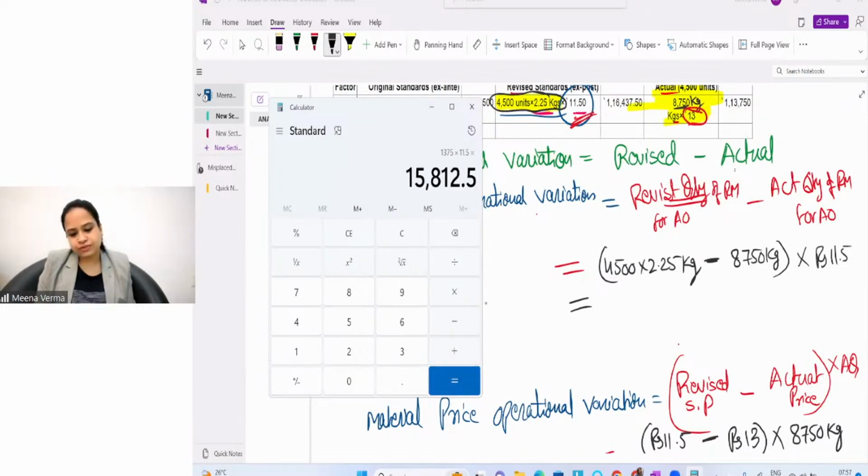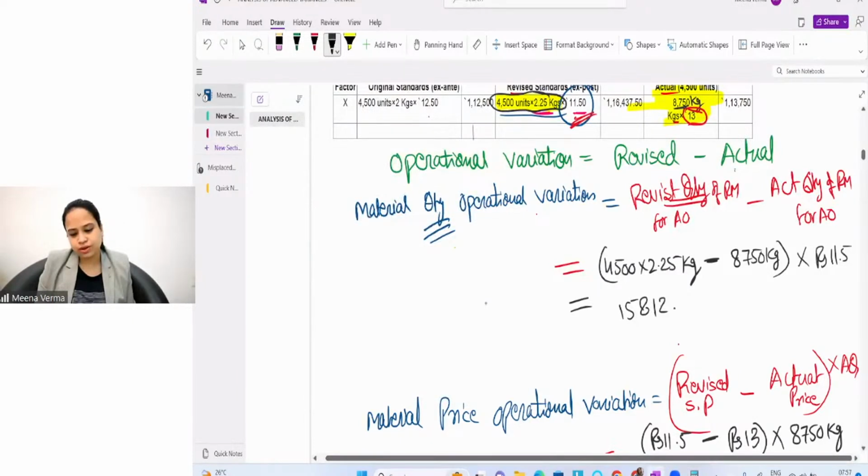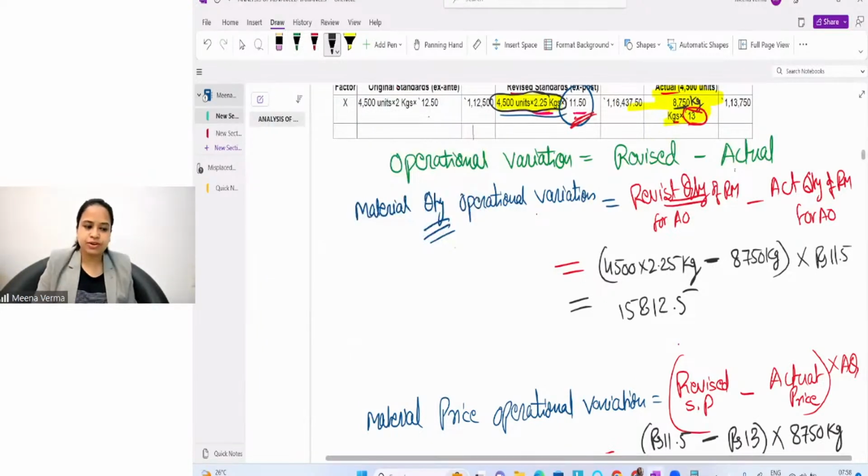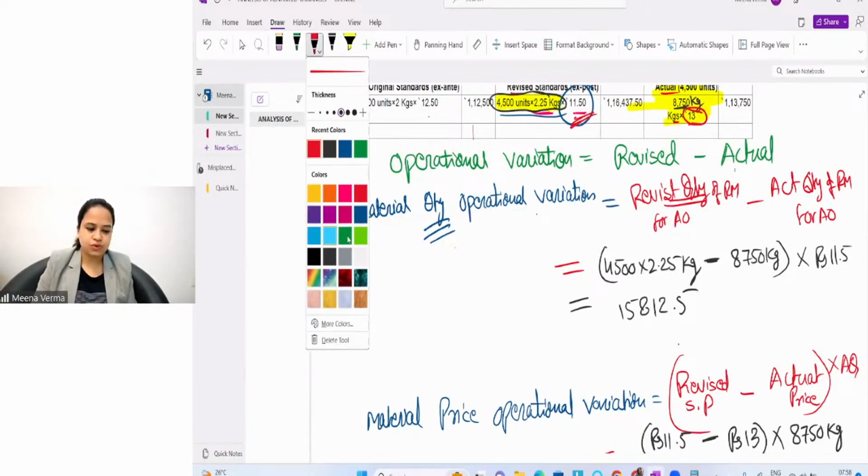So 15812.5. This is my answer coming. So you can see this is actually a favorable variation.